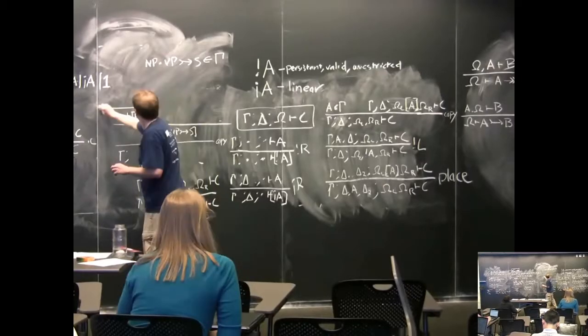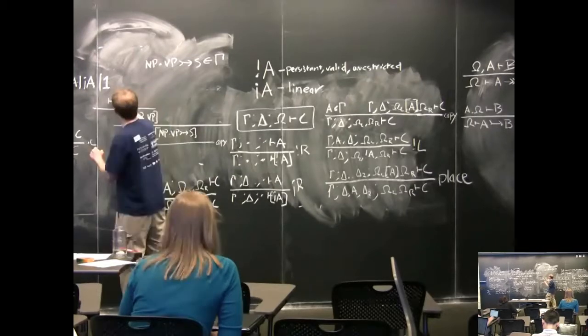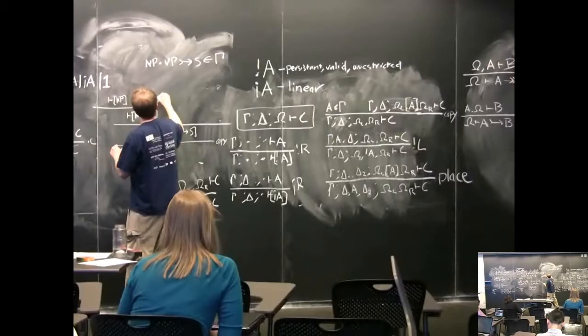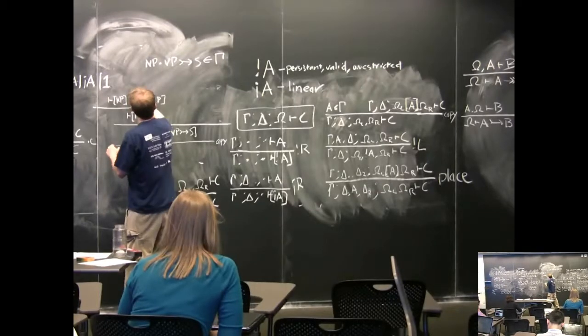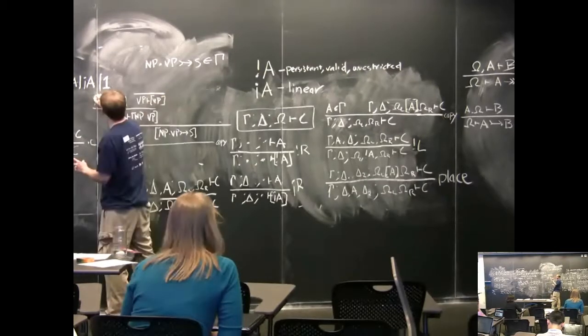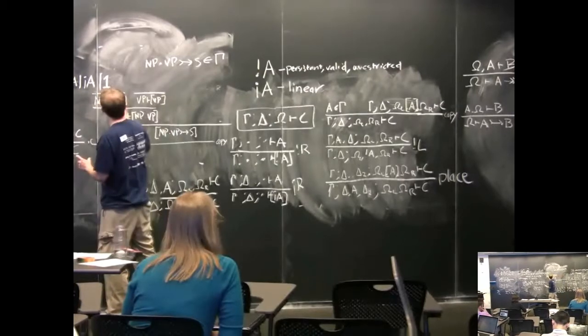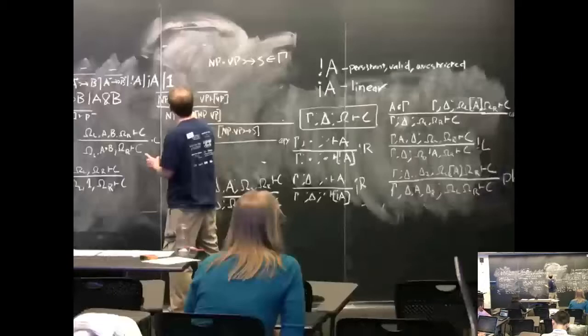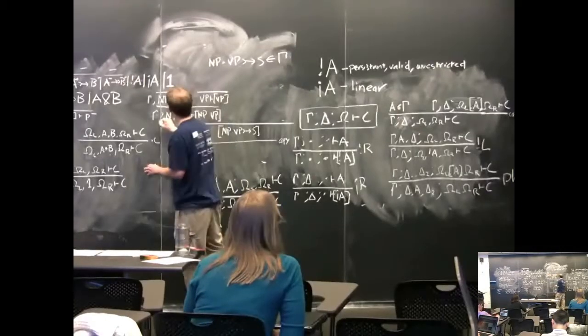And this means that I have to divide my context into two parts. The left part used to prove noun phrase, and the right part used to prove verb phrase. And because this is a positive atom, that means that this context must be exactly noun phrase, and this one must be exactly verb phrase. So I know that this has the structure noun phrase, verb phrase.